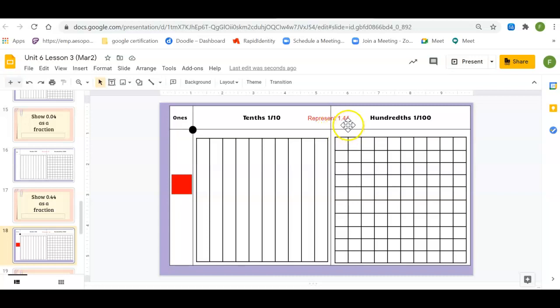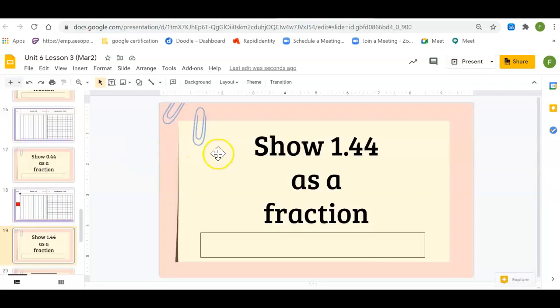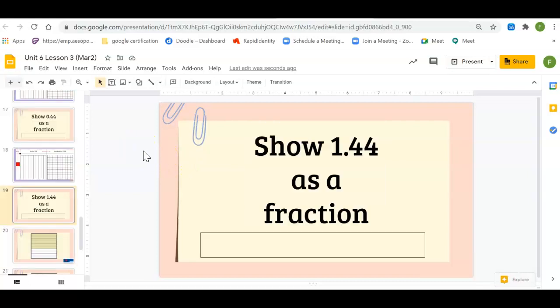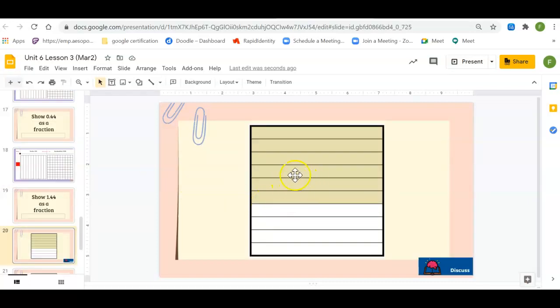And we've got another one that says 1.44, which is 1 and 44/100. So 1 and 44/100 is what you need to represent here. So which ones are you going to use? And here you're going to show that as a fraction, 1 and 44/100. Okay. And when you get to this part, you can just pause and we'll go over this together.